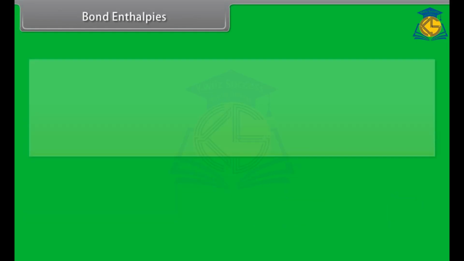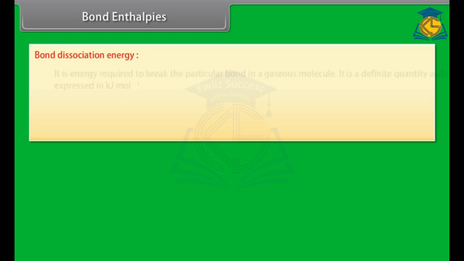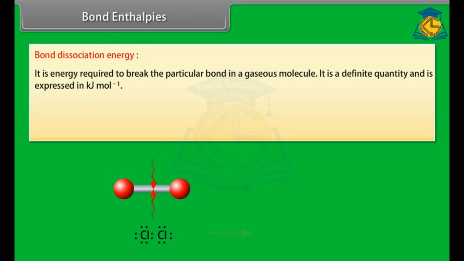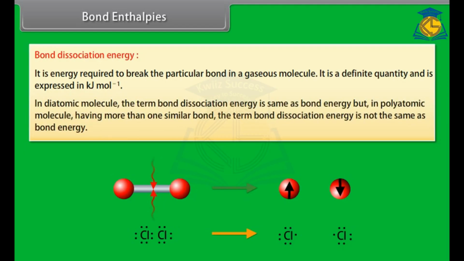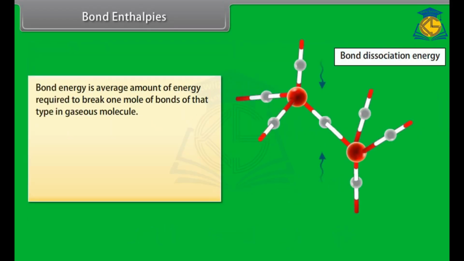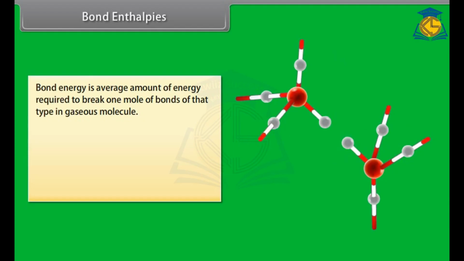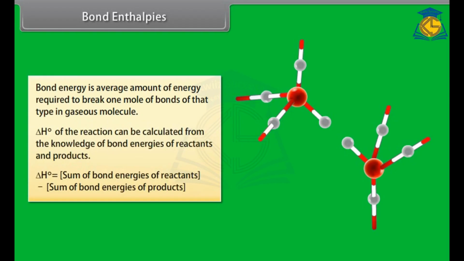Bond enthalpies. Bond dissociation energy is defined as the energy required to break the particular bond in a gaseous molecule. It is a definite quantity and is expressed in kilojoule per mole. In a diatomic molecule, the term bond dissociation energy is the same as bond energy, but in a polyatomic molecule having more than one similar bond, the term bond dissociation energy is not the same as bond energy. Bond energy is the average amount of energy required to break 1 mole of bonds of that type in a gaseous molecule. Delta H naught of the reaction can be calculated from the knowledge of bond energies of reactants and products.